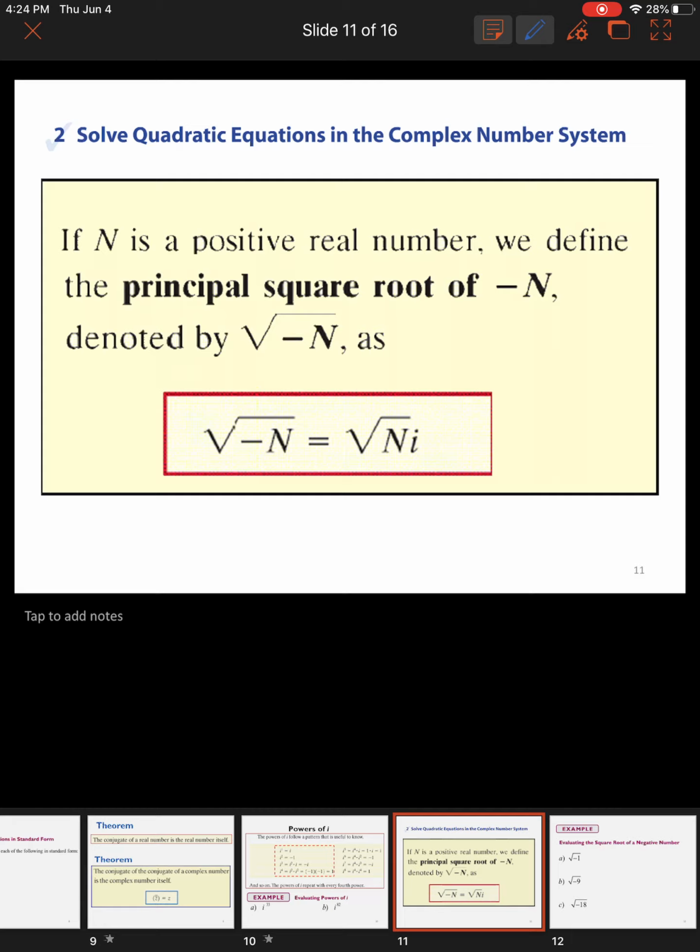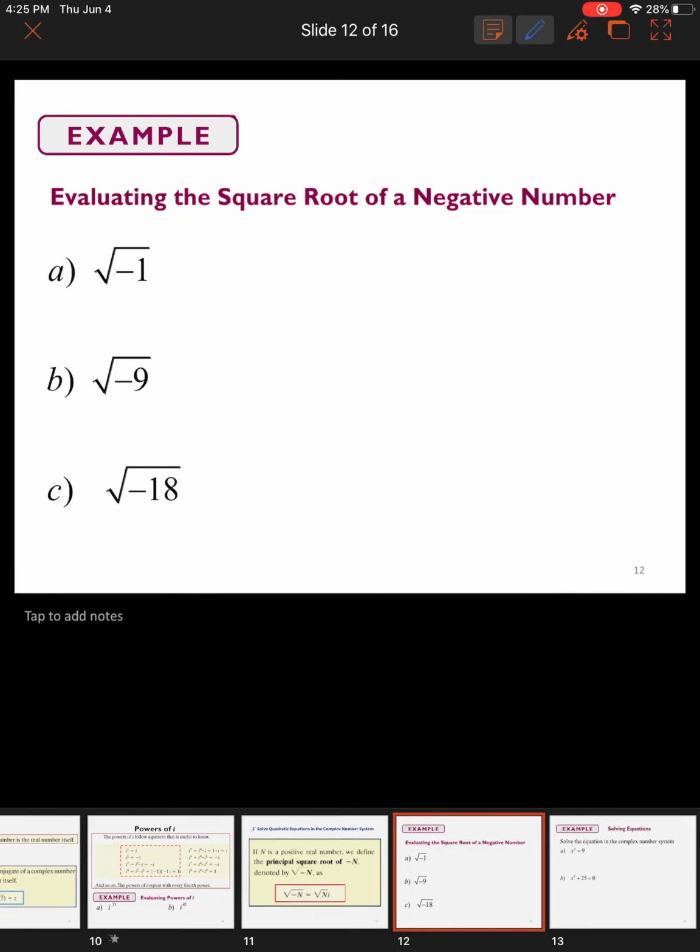Now, principal square root. Suppose you take the square root of a negative number. Taking the square root of a negative number is the same thing as saying the square root of -1 times that number. And from earlier, we said the square root of -1 is i, and that leaves us with i times the square root of that number. So we'll make this fairly easy. The square root of -1 is i.